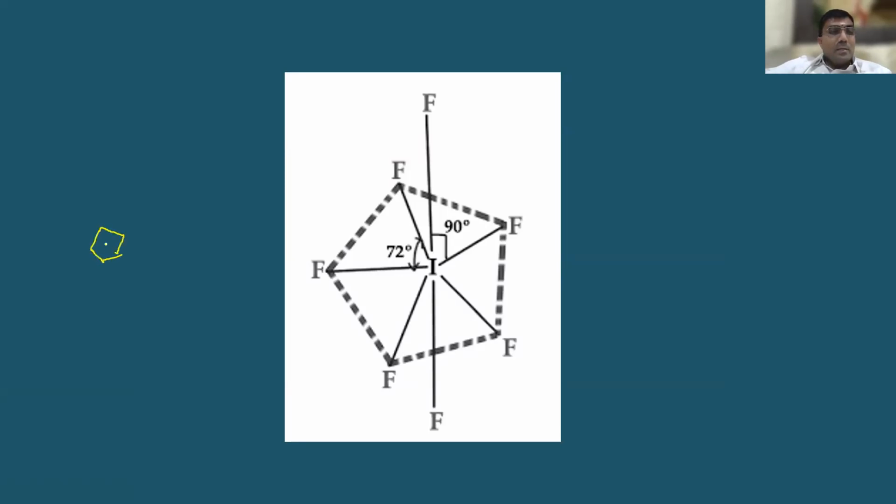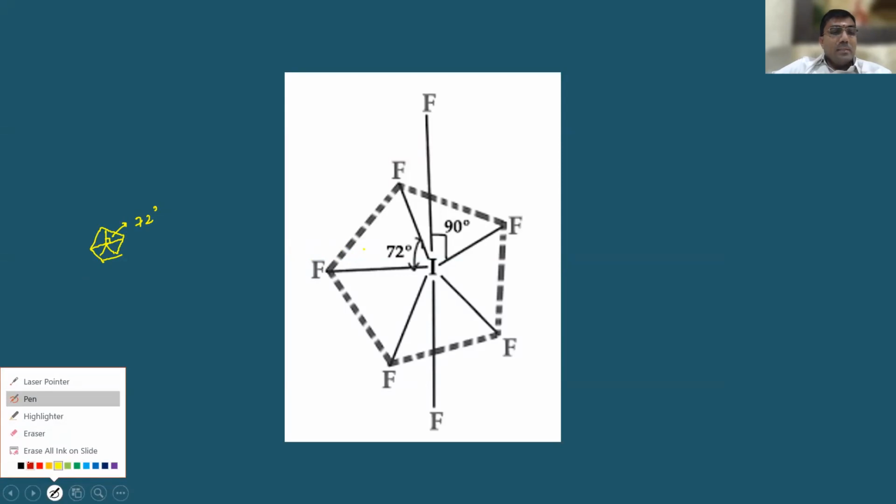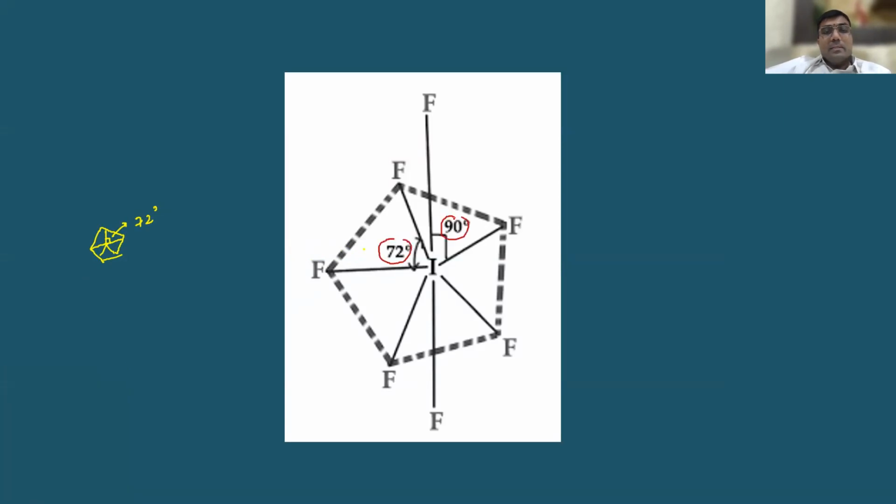This is a pentagon. Now, if you see these bond angles, this bond angle is 72 degrees. This you have to know. That's what is given here. The bond angle here is 72 degrees in all the cases. So this you are expected to realize. In the pentagon, the bond angle is 72 degrees, and the axial bond is 90 degrees. So here there are two types of bond angle, 72 degrees and 90 degrees.